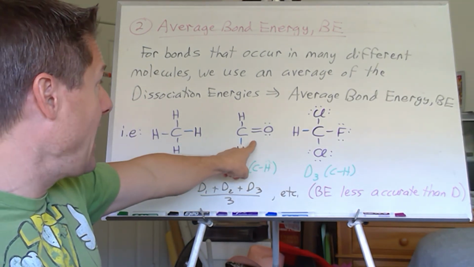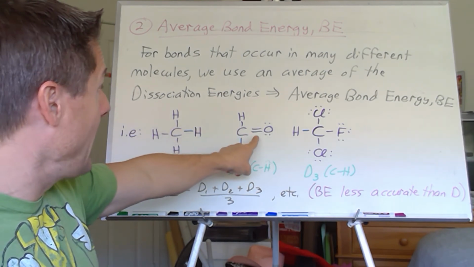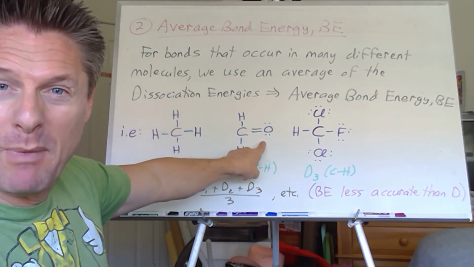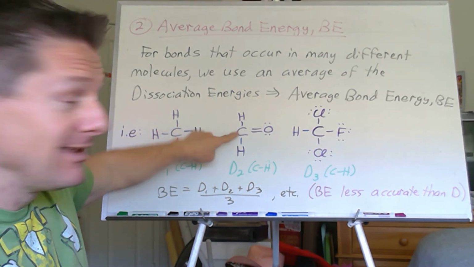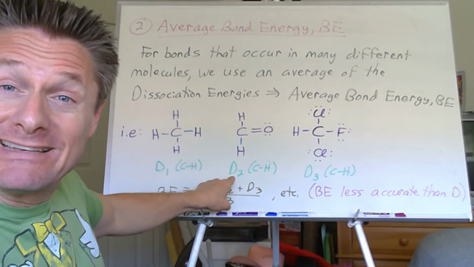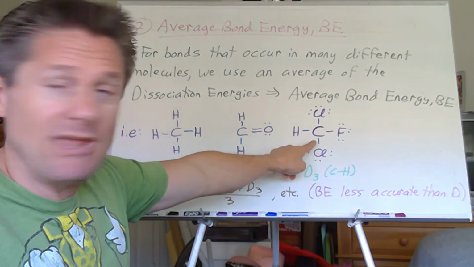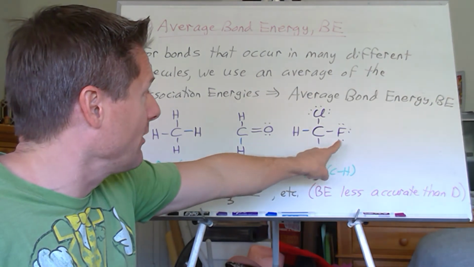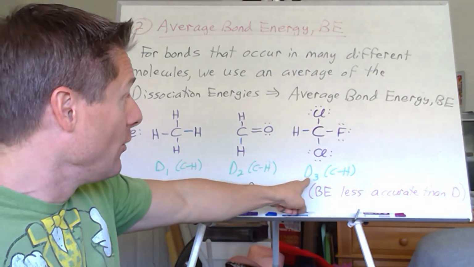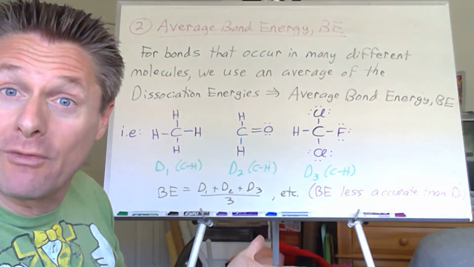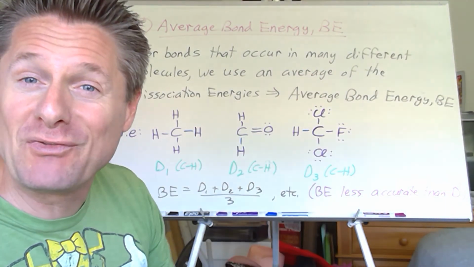But now let's look at this particular species. Think of formaldehyde. So now instead of CH4, you've got a double bond to an oxygen, hydrogen, hydrogen. Taking that carbon-hydrogen bond, that might have a different dissociation energy than this one. And what if we take a chlorofluorocarbon? We've got 2 chlorines and a fluorine, and that carbon-hydrogen bond is in a totally different molecular environment with a different dissociation energy. Let's call that D3. Same bond, different dissociation energies.